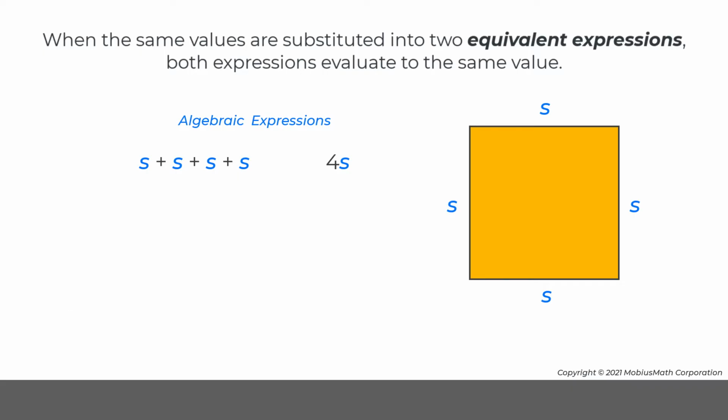Note: in algebra, a number just before a variable means that the number and the variable are multiplied. This number is called the coefficient of the variable.